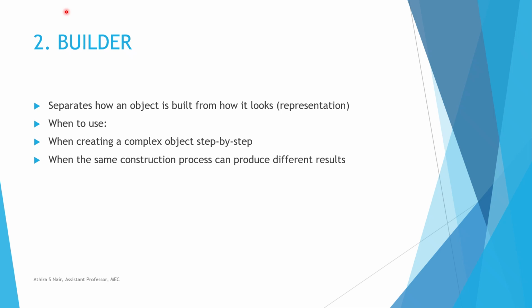Next is builder type. The intent of the builder design pattern is to separate the construction of a complex object from its representation so that the same construction process can create different representations. We can use the builder pattern when the algorithm for creating a complex object should be independent of the parts that make up the object and how they are assembled, and also the construction process must allow different representations for the object that is constructed.